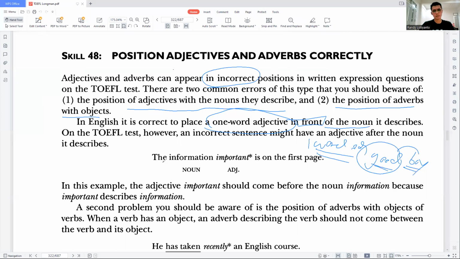But in the example, the information important is on the first page. It is incorrect. It should be the important information is on the first page, because it is an adjective and one word, and it should be put before the noun. Okay, that's the first thing. Okay, and after that, about adverbs.